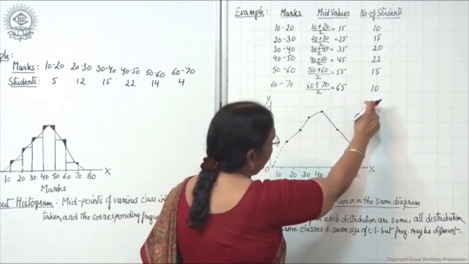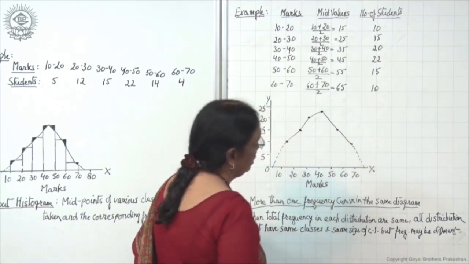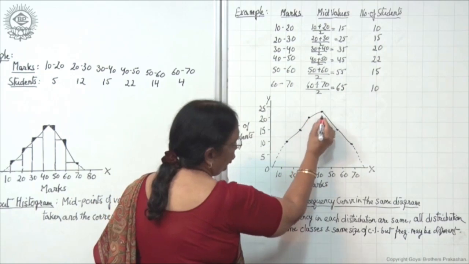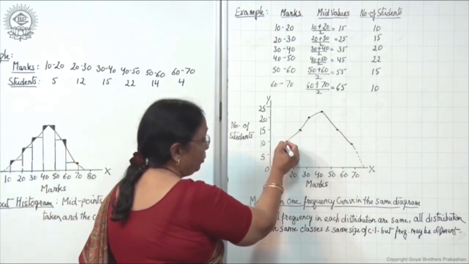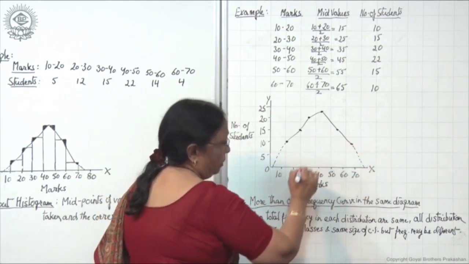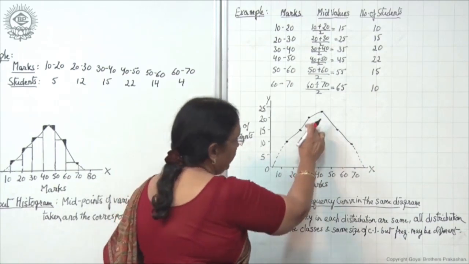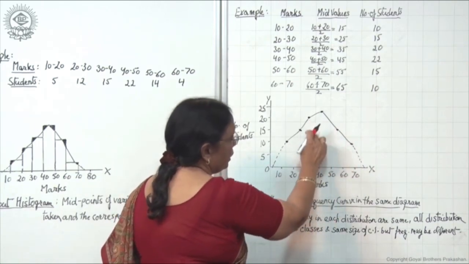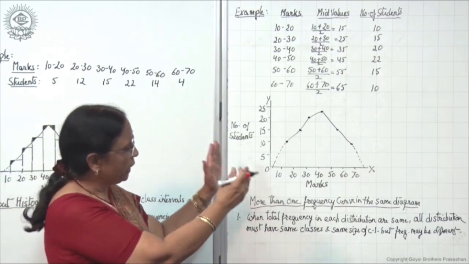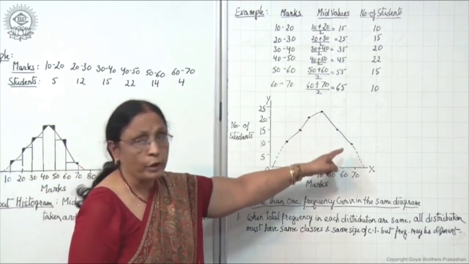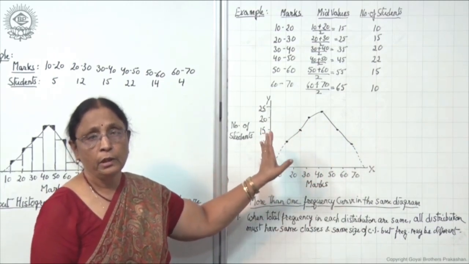Then 65 and 10, 65 and 10 is here, so you will get the points. And you join all these points and get a curve. Again, end points are joined with the baseline by the dotted line. So this way the total area here is the area of frequency polygon, and this curve is known as frequency curve, and the whole diagram is called frequency polygon.